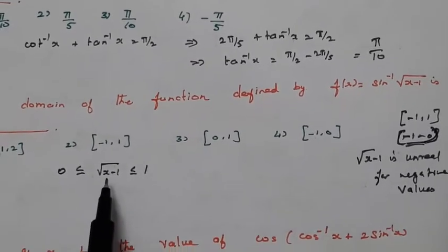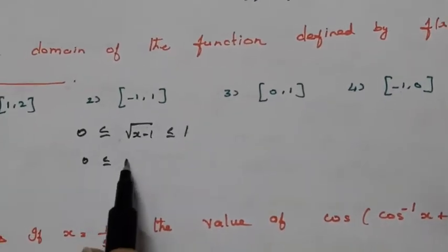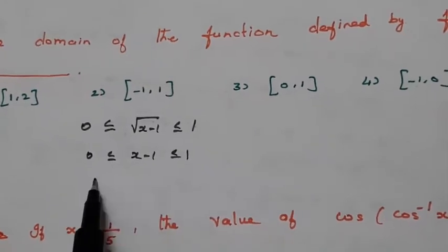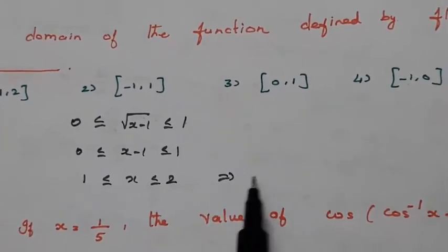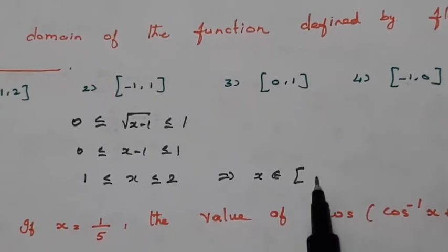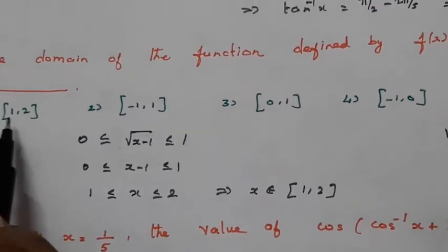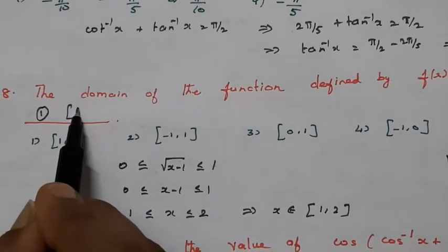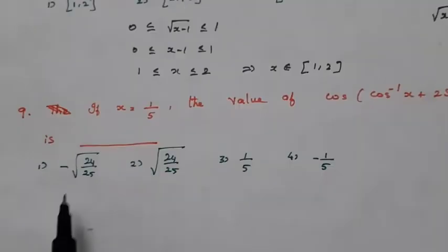Then squaring on both sides, we have 0 less than or equal to x minus 1 less than or equal to 1, and then adding 1 on both sides, we have 1 less than or equal to x less than or equal to 2. This implies that x belongs to the closed interval 1 comma 2. So that is option number 1. What is the answer for this 8th question? Option number 1, that is the closed interval 1 comma 2.